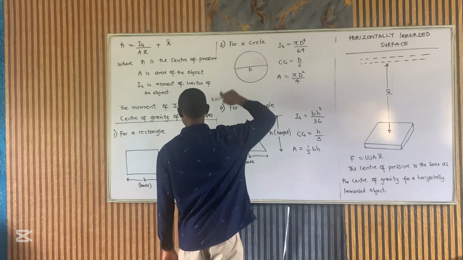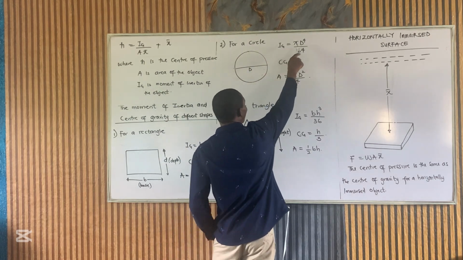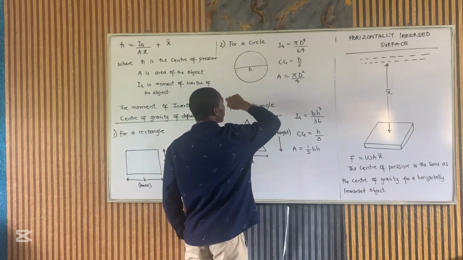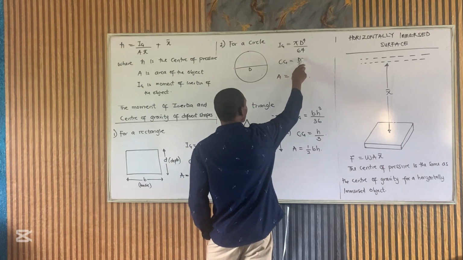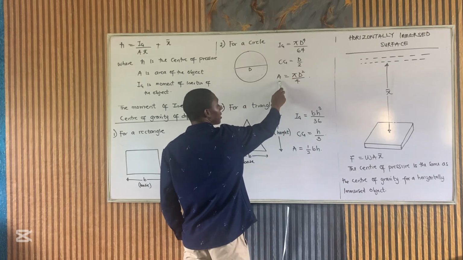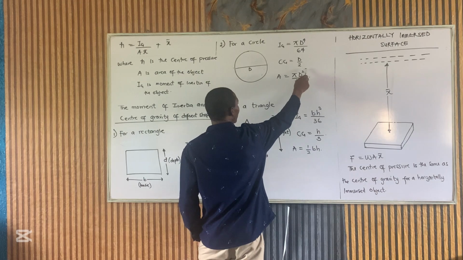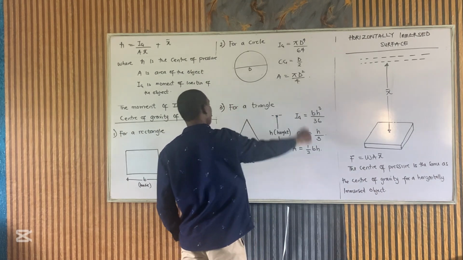And we have a circle too. For a circle, the moment of inertia is given as pi d raised to power 4 over 64, where d is the diameter of the circle. And the center of gravity is just the diameter over 2. The area is pi d raised to power 2 over 4. That's the area of a circle.